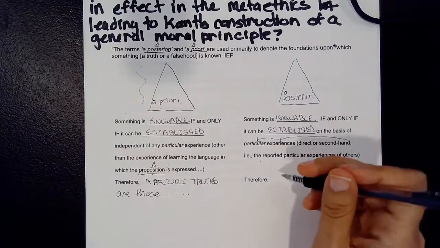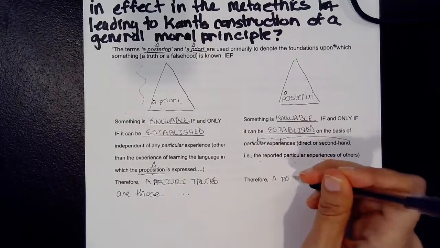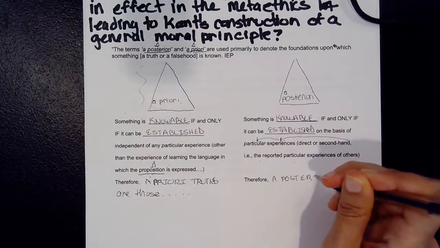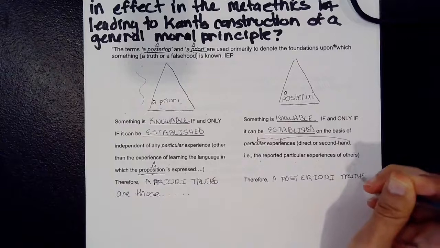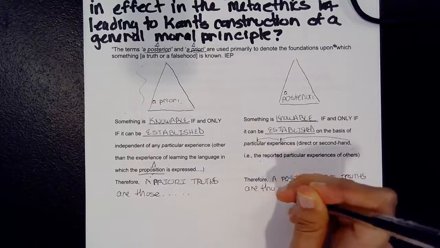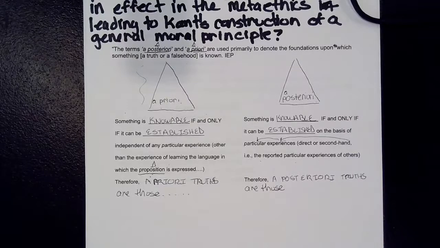So for a posteriori, we would say, therefore, a posteriori truths are those we can be certain about by using only the senses. And so, of course, the word senses refers to our ability to see, to hear, touch, smell, and taste. It's really important that you had put the word certainty in each one of these.